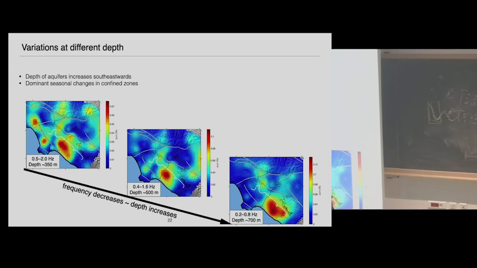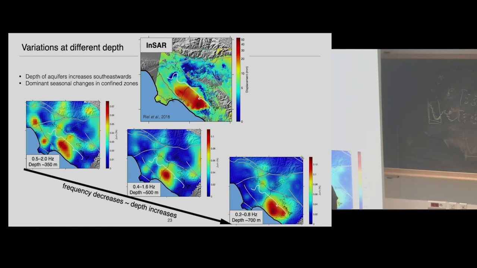So you can see from left to right, this reddish area tends to move southeastwards, which means the aquifers seem to extend deeper southeastwards from LA Central Basin to here further in Santa Ana Basin. But consistently across these different depths, all the dominant changes concentrate on the confined side.